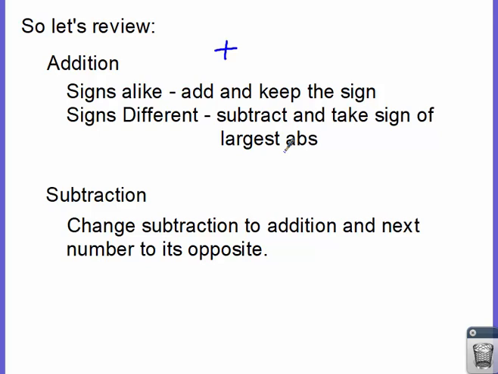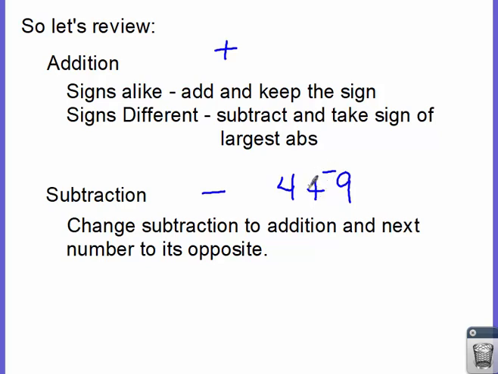Now, if it's a subtraction problem, we know it has a minus in the middle. That's how we recognize it. And in a subtraction problem, such as 4 minus 9, we start by changing the subtraction sign to an addition sign, and the very next number to its opposite. So we do keep, change, flip, okay? Or just change, flip is what I want you to understand.